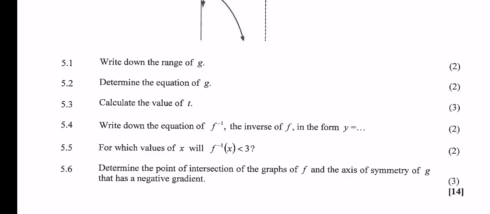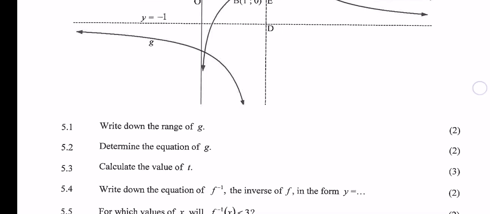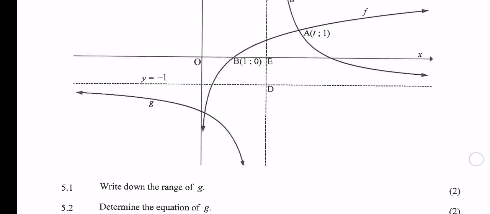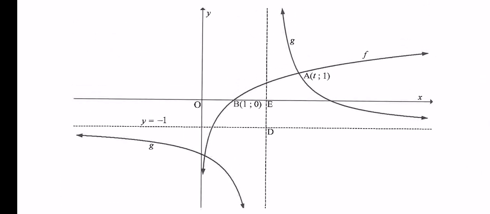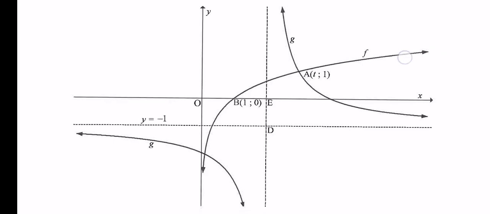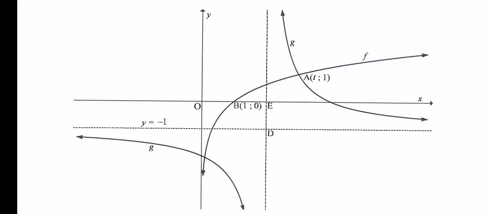Calculate the value of t. Now we can calculate this value in two different ways. Remember T is the point of intersection of both the graphs at A. Now we can either use the equation of f or the equation of g, since we've got both equations.